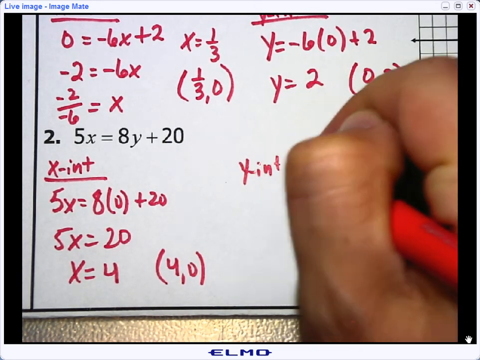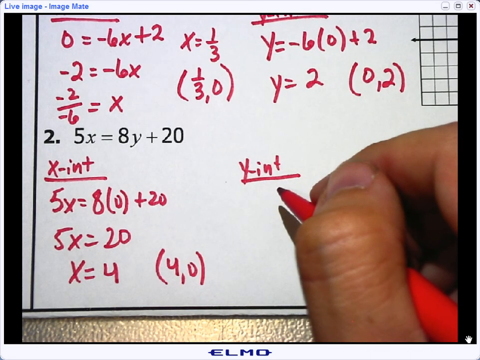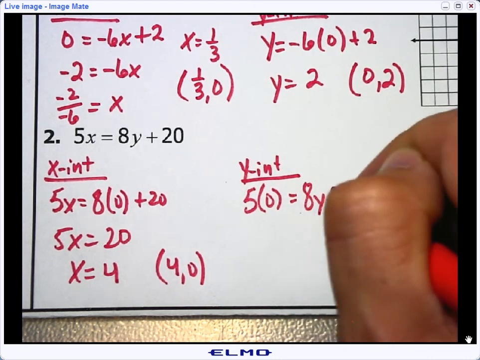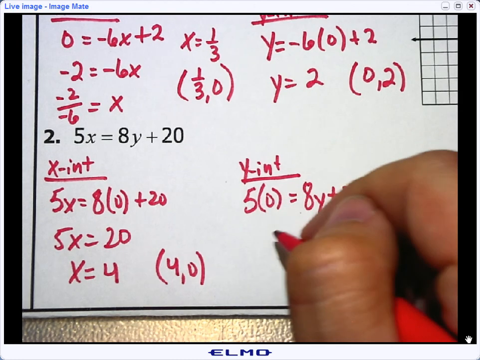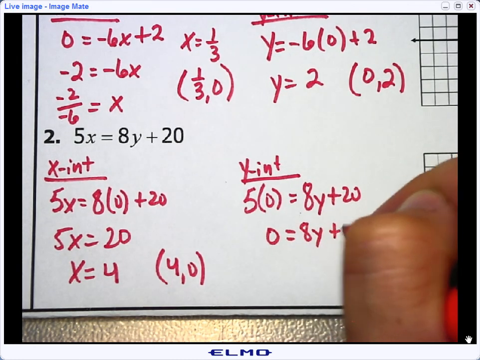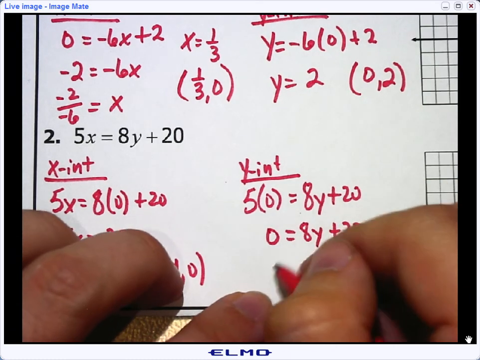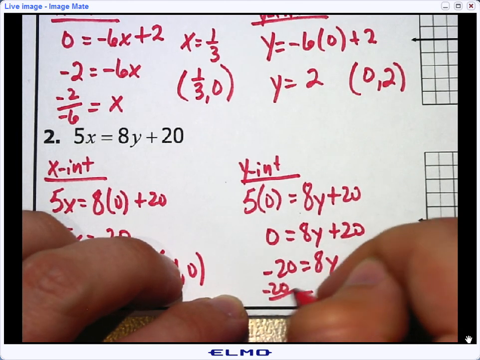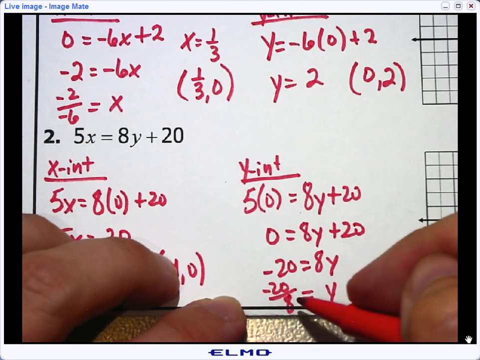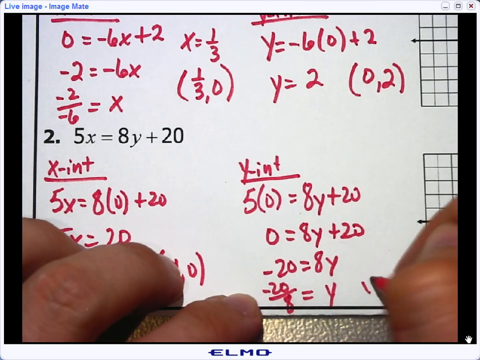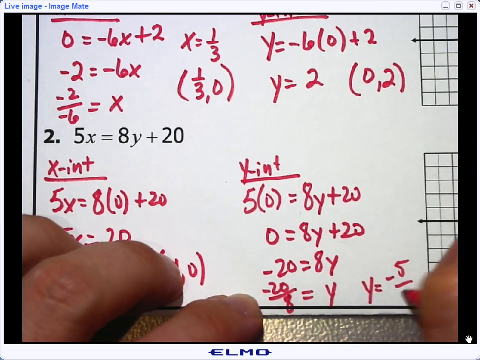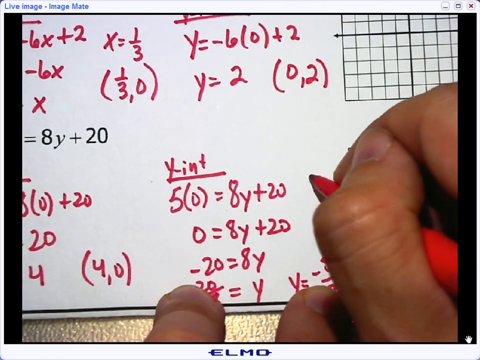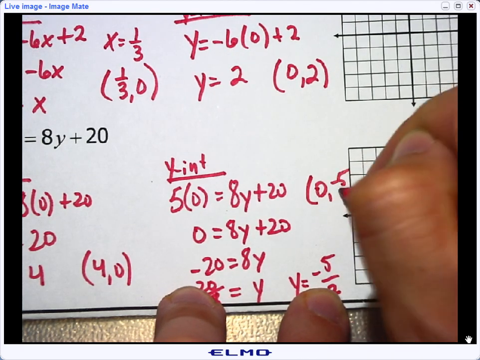For the y-intercept, same thing, but we replace the x with 0. So this becomes 5 times 0 equals 8y plus 20. So this turns into 0 equals 8y plus 20. Subtract that 20. We get negative 20 equals 8y, which means y equals negative 20 over 8. We reduce this by a factor of 4. So we get y equals negative 5 over 2. And we would write our answer again as an ordered pair. So the answer would be 0, negative 5 over 2.